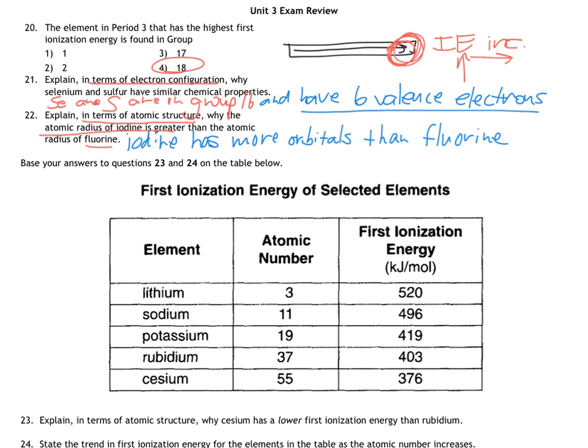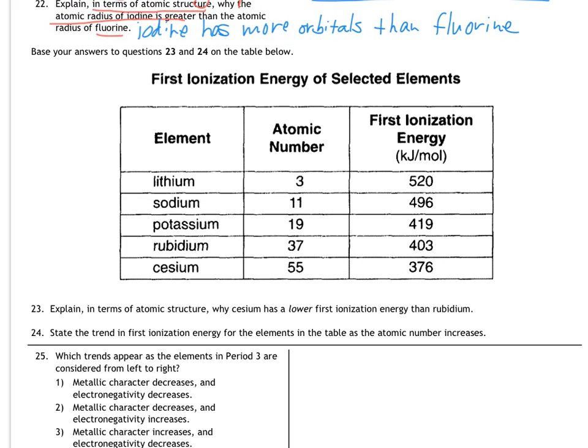Okay, next question. It says, explain in terms of atomic structure why cesium has a lower first ionization energy than rubidium. So we have cesium here at the bottom and rubidium right above it. But we want to know in terms of only atomic structure why cesium's first ionization energy is lower. The reason for that is that cesium and rubidium have different numbers of orbitals. Cesium, I believe, has 6 orbitals, whereas rubidium has only 5. So the extra orbital in cesium is going to make the atom larger, and the larger radius is going to make the ionization energy lower.